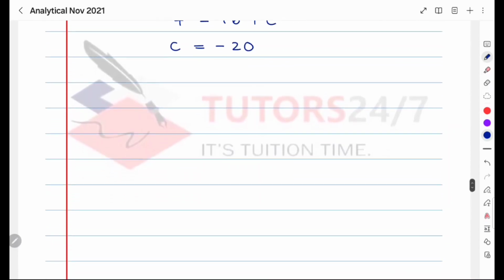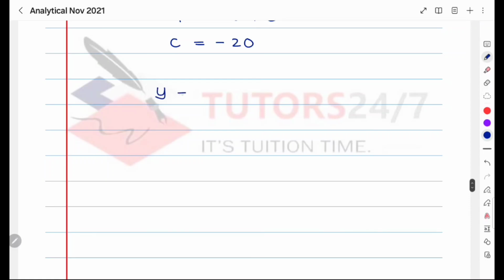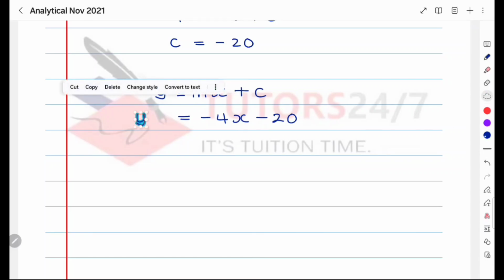From here, we can substitute into the equation of a straight line. So y = -4x − 20. This is the equation of the tangent.